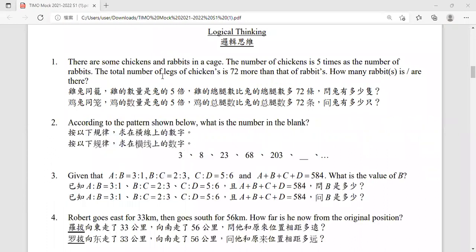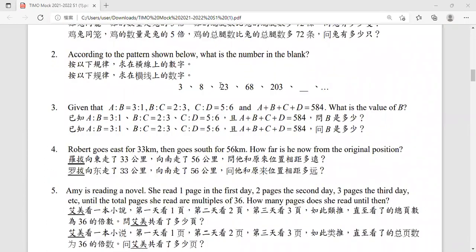Okay, next one. Question 2, still very simple. Of course, you can make some subtractions, but you might get yourself confused, because it's plus 5, then plus 50, then plus 45, and this is plus 135. So you will know that the next one will be plus 405. Then the answer will be 608.